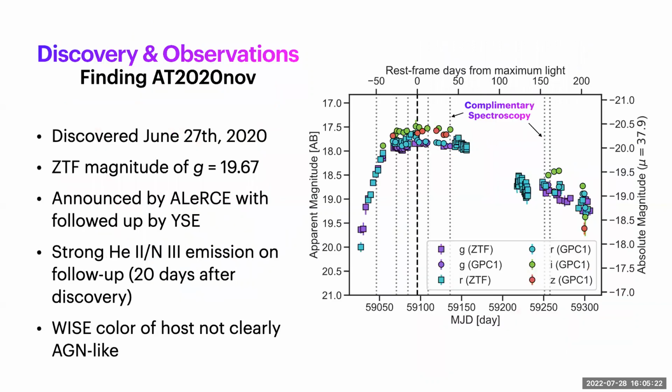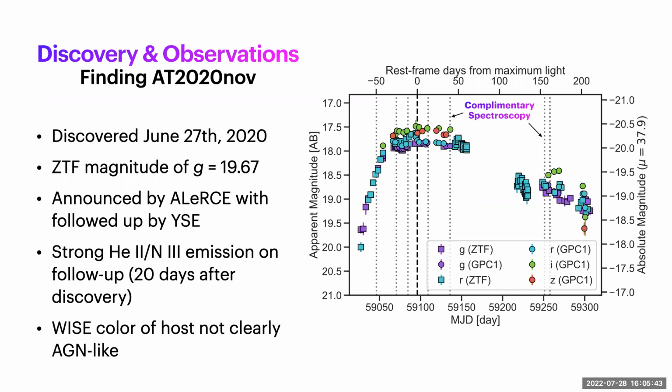So here I'm just going to introduce AT2020nov. It was first identified back in 2020 by ZTF with a ZTF G-band magnitude of about 19.67. It was announced in alerts, and we started follow-up with EASY.